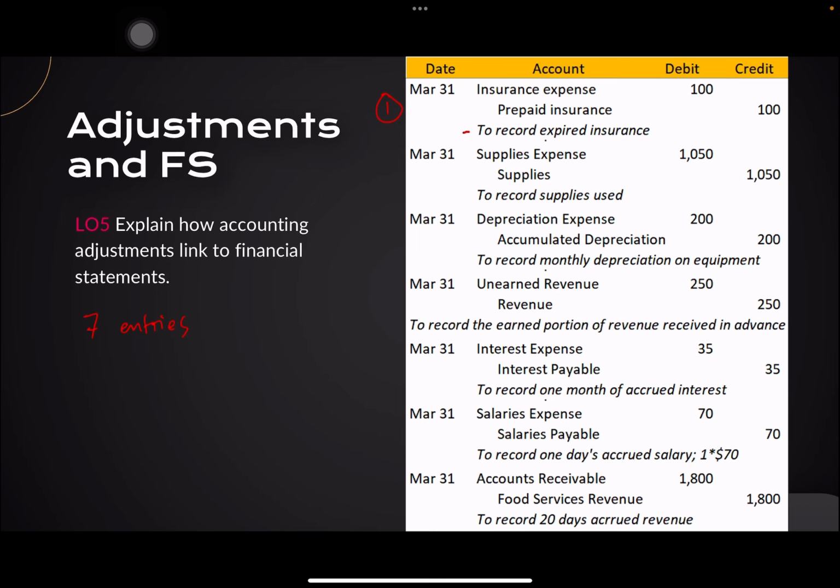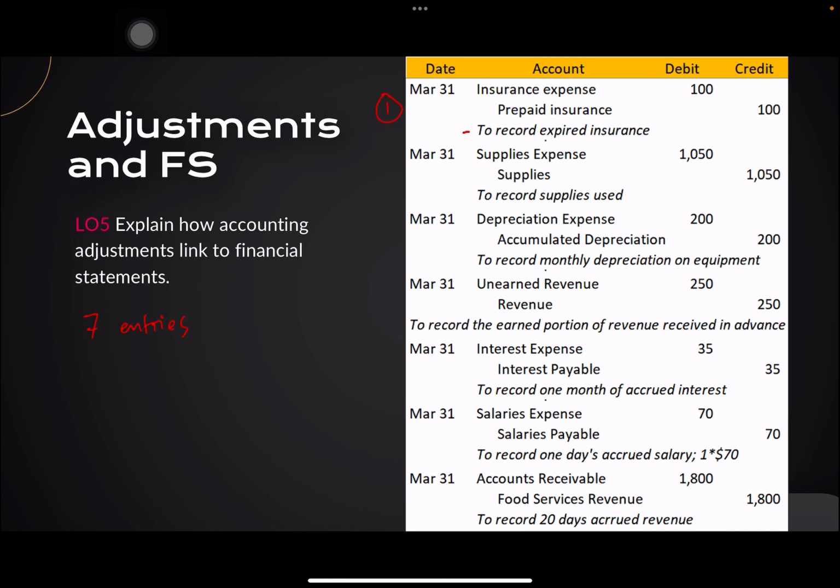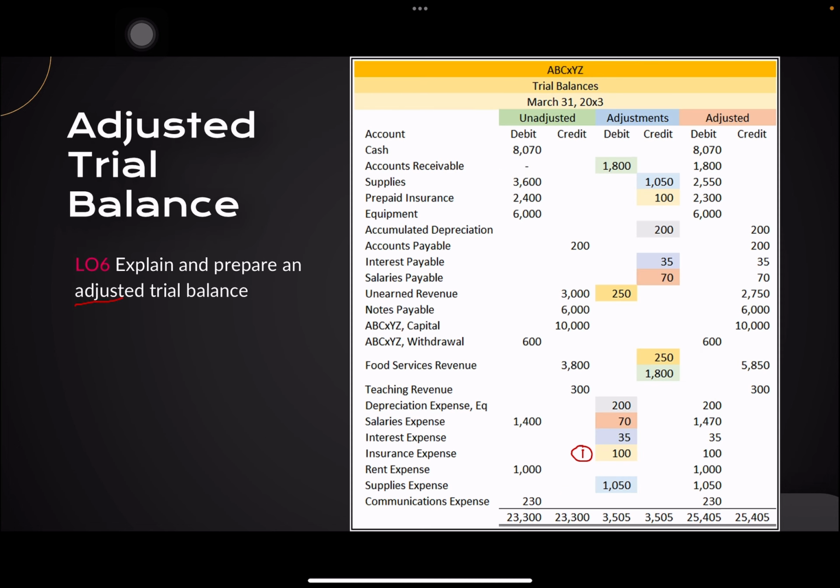It says here the first adjusting entry that we prepared is that we had a debit of insurance expense, and then we credited prepaid insurance to record the expired portion of our insurance policy. So let's trace it back to our worksheet. So let's find the insurance expense. Insurance expense would be shown here, again, a debit. So number one. And then the other account that was credited would be your prepaid insurance, amounting to $100 as well. So you have it here.